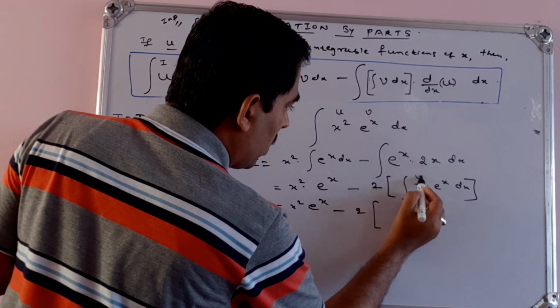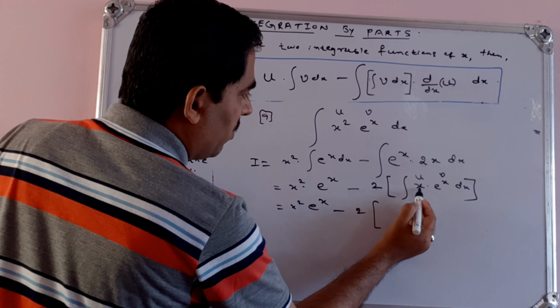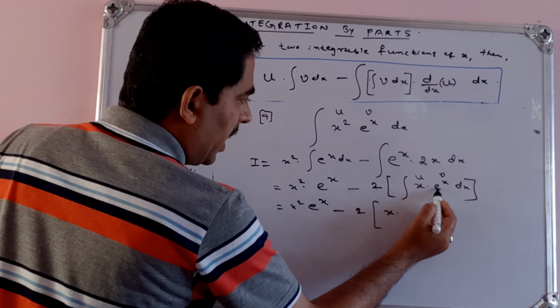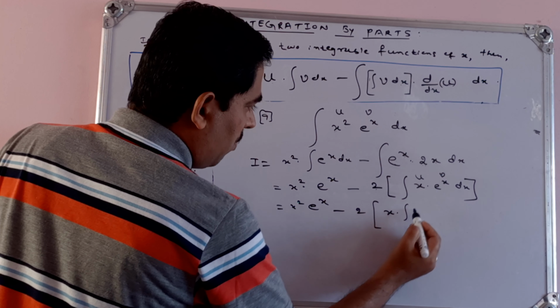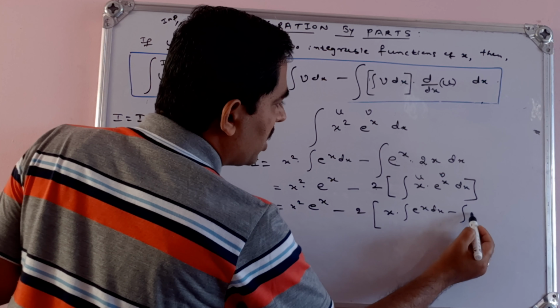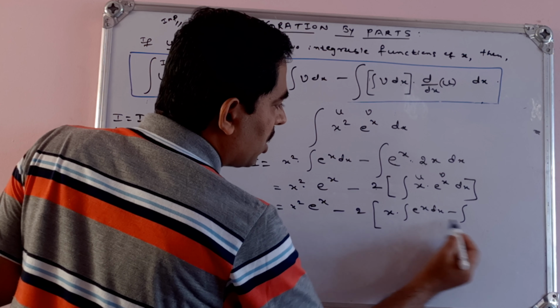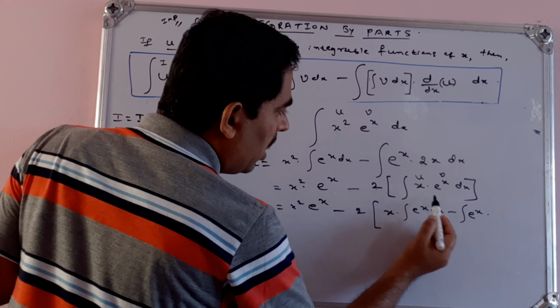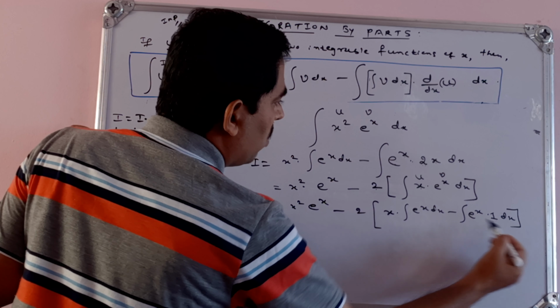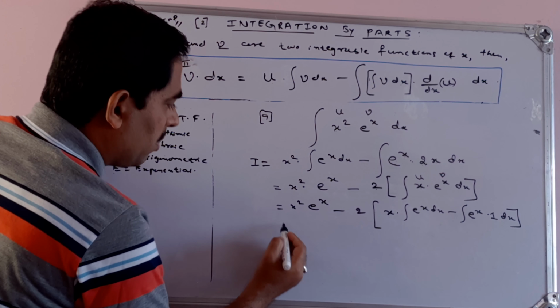So this is the first function, this is the second function. See, I will write it here. Okay, first is u into the integration of v, that is e to the power of x, minus the integration of e to the power of x, what? The integration of e to the power of x is e to the power of x into the derivative of the first function. The derivative of x with respect to x is 1 only. So for that I have applied integration by parts.